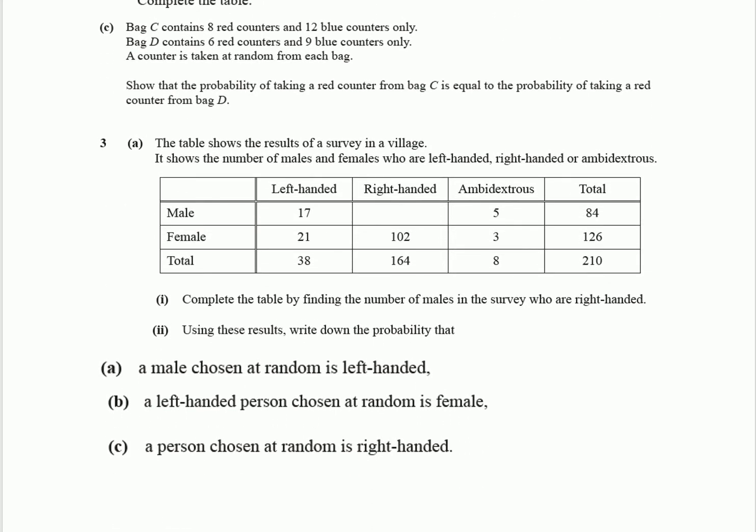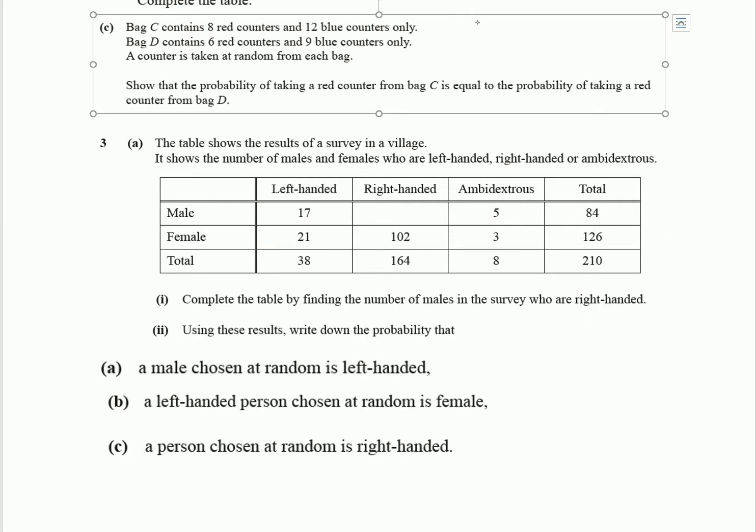Bag C contains 8 red counters and 12 blue counters only. Bag D contains 6 reds and 9 blues. A counter is taken at random from each bag. We want the probability of taking a red counter from bag C equal to the probability of taking a red counter from bag D. So let's work out the probability from C.